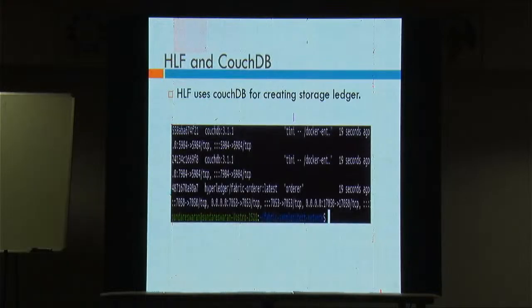And this is the Hyperledger Fabric blockchain that we have created using CouchDB, which acts as a storage ledger and stores all kinds of context information and customer information.